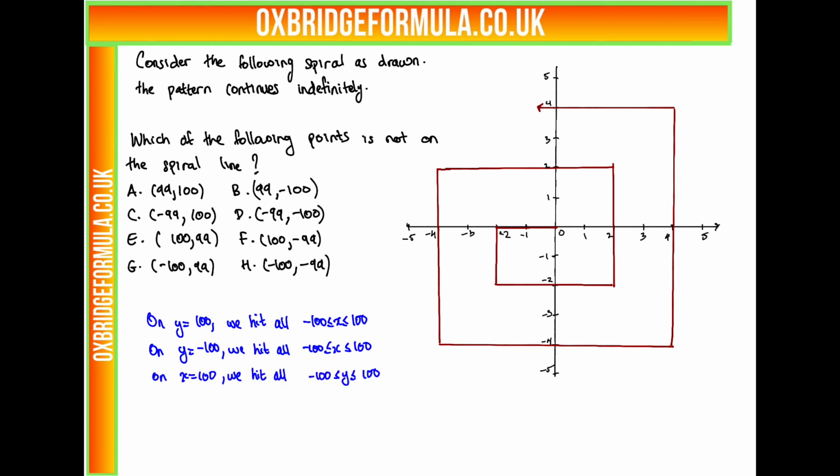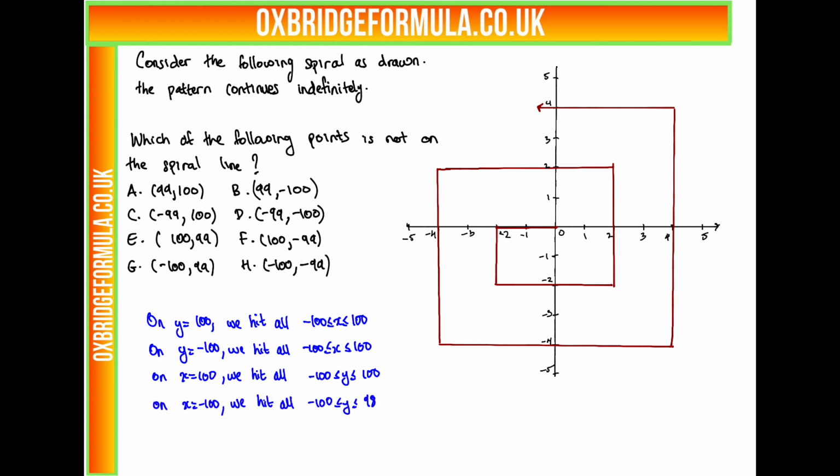Now, if we look at the case where x is equal to 100, so we're looking at lines like this, but at 100, so very far away there, analogously again to the line x equals 4, we're going to hit all the values between minus 4 and 4 again here, so we're going to hit all the values between minus 100 and 100 in the y coordinate.